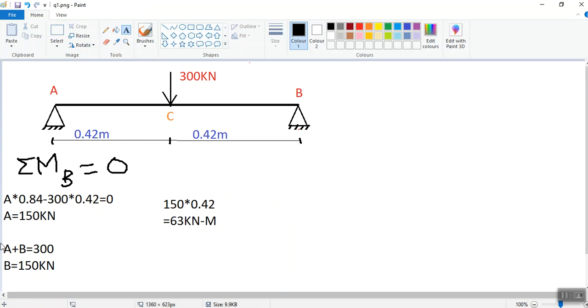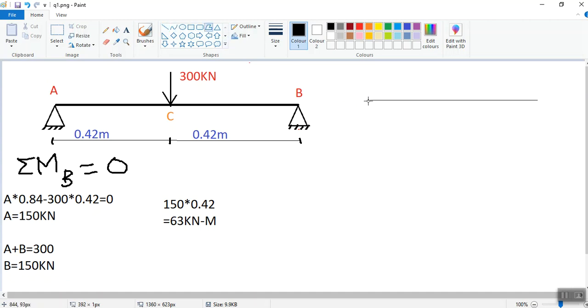Now, since we have support reactions and moment, we will draw shear force diagram and bending moment diagram. No axial forces are present in this, so axial force diagram will be a simple line with no force. Now for shear force diagram. Here, load at A is 150 kilonewton acting upward.